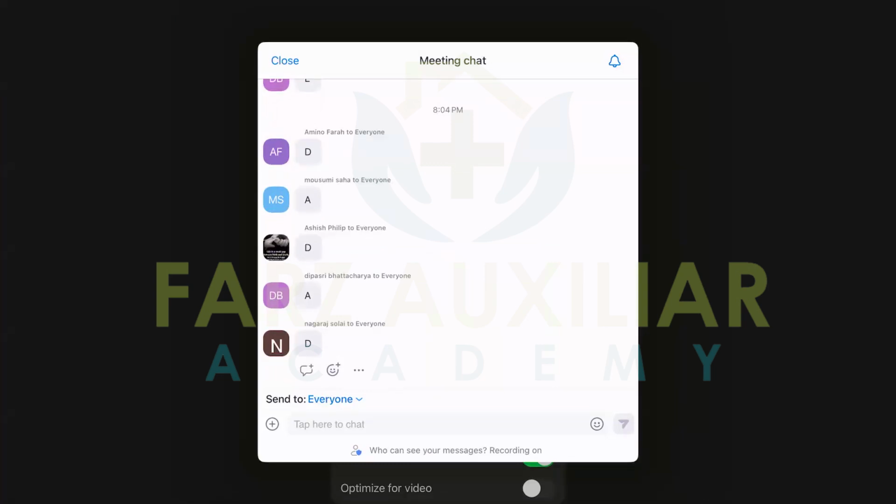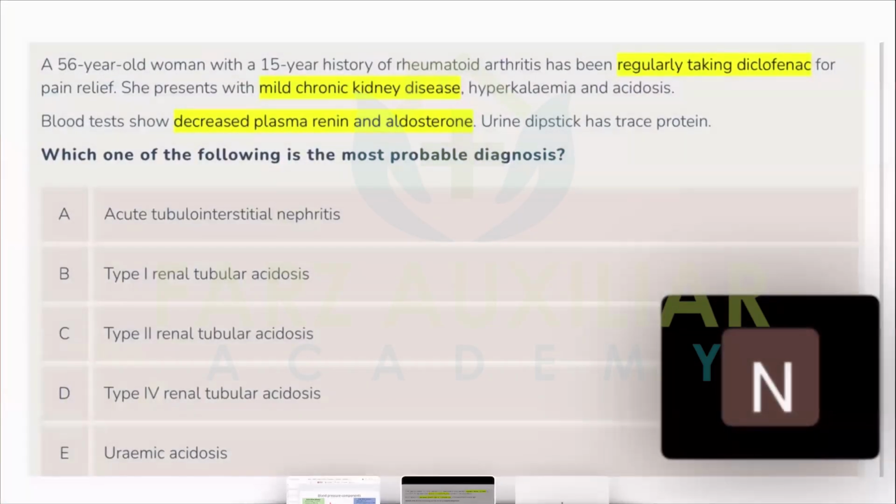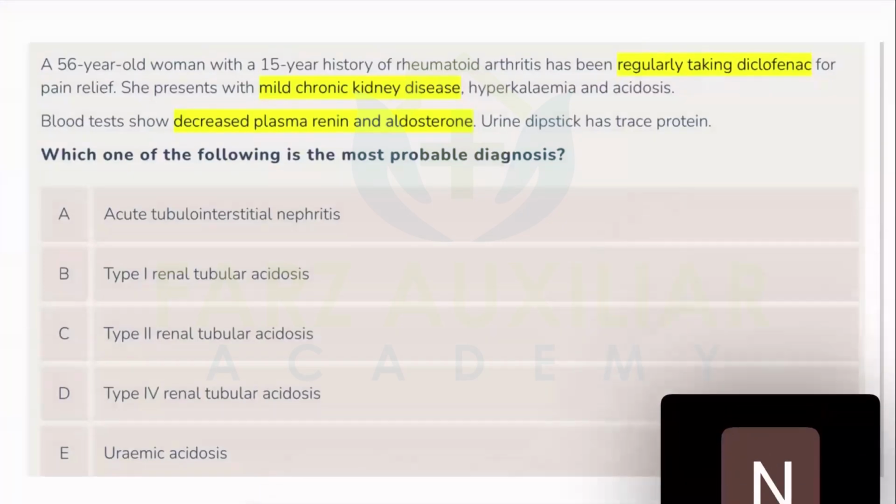Symmetrical answers. Somebody has said type 4 renal tubular acidosis. Another has said acute tubular interstitial nephritis. Doctor, you who said acute tubular interstitial nephritis, yes, I know that there is a 15-year history of rheumatoid arthritis, on regular diclofenac, so it is a possibility.